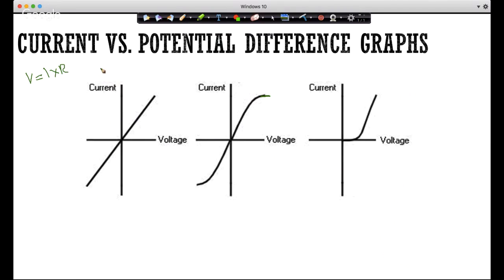So this type of graph here is for a normal resistor. That might have a circuit symbol of a rectangle with 2 lines coming out. So our resistor might be a 5 ohm resistor. This obeys what we call Ohm's law. How do we know it obeys Ohm's law? Because it is directly proportional. Ohm's law says that current is directly proportional to voltage.